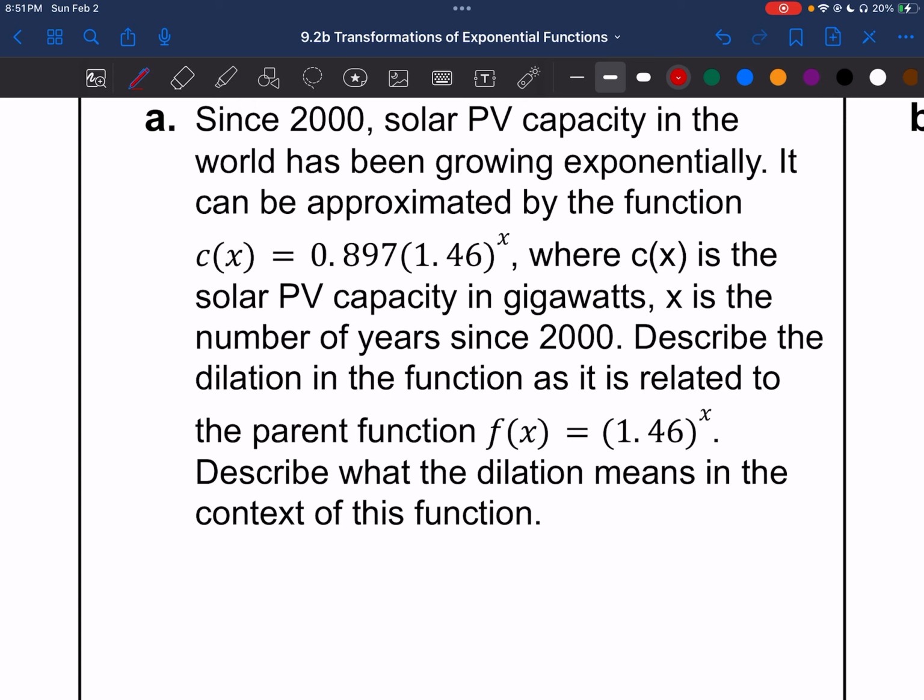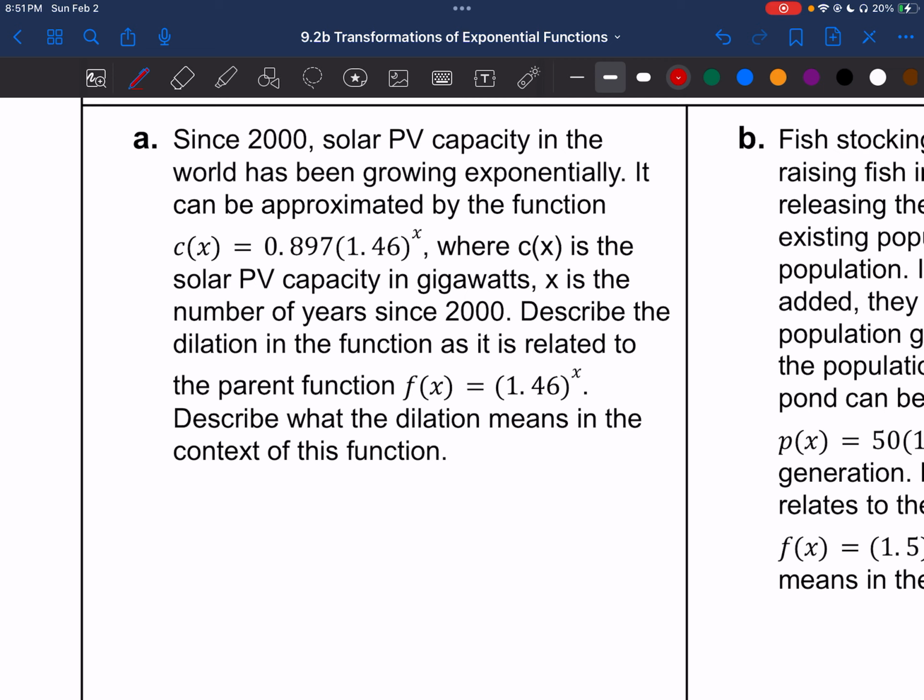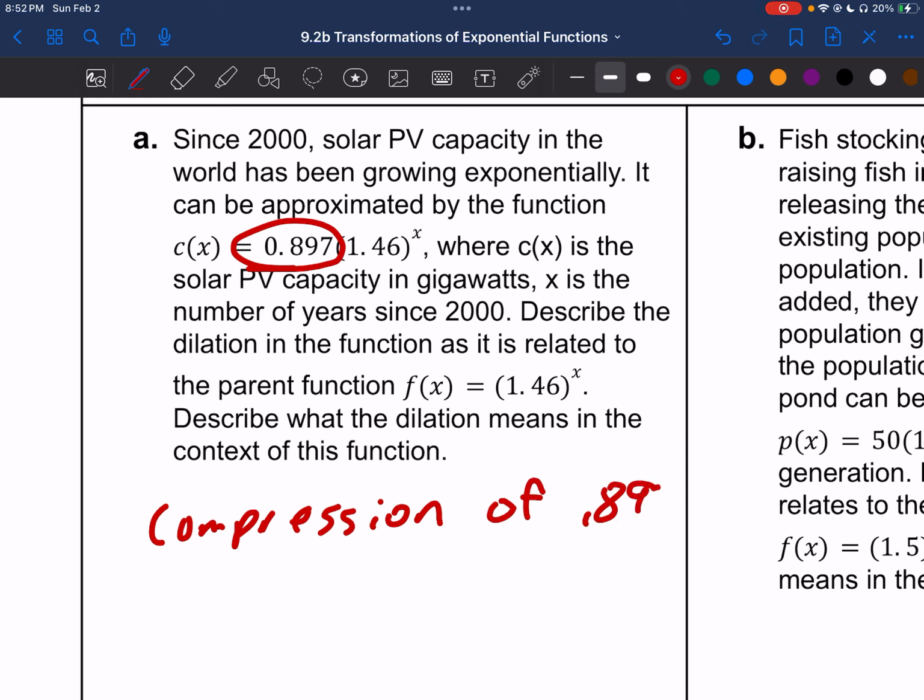Describe the dilation in the function as it is related to the parent function f of x equals 1.46 to the x power. Describe what the dilation means in the context of this function. So first off, we have 0.897. So that's a compression of 0.897.